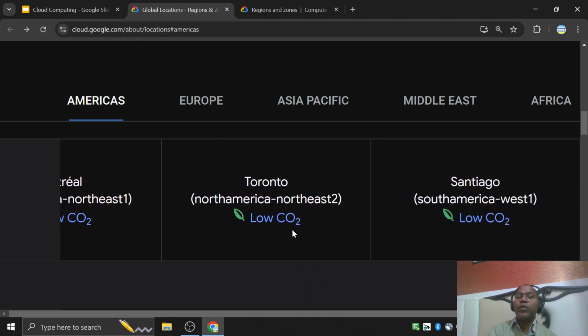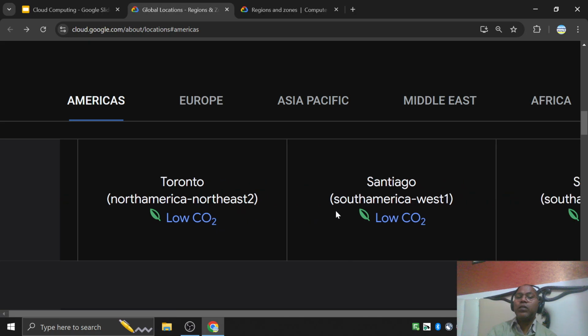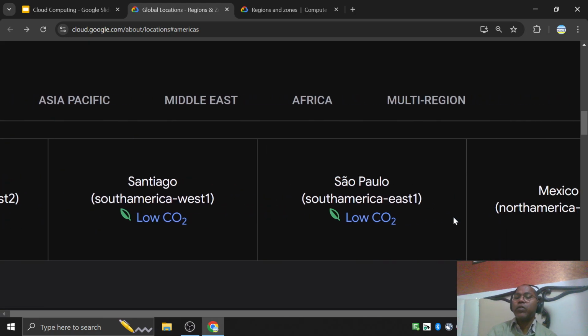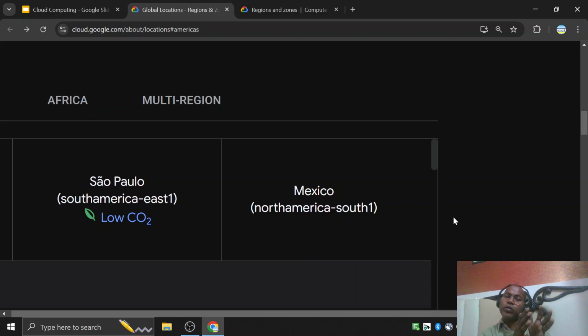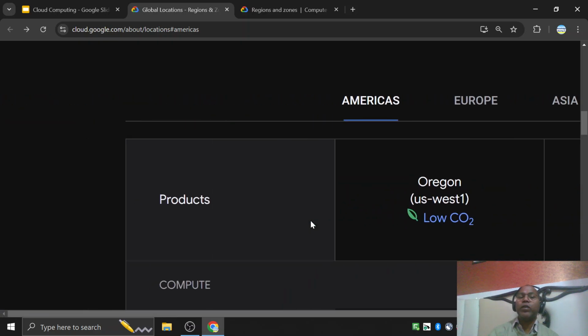Similarly, we have different regions like North America Northeast 2 and South America West 1. So it is most probably a combination of your continent name or code plus a direction, for example North America South 1. These are the regions, and you can find lots of regions here.